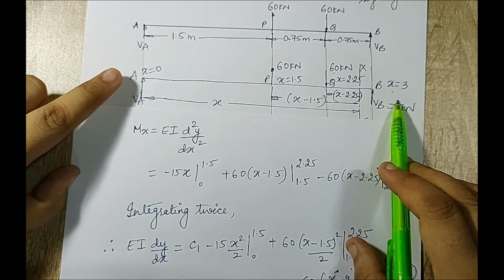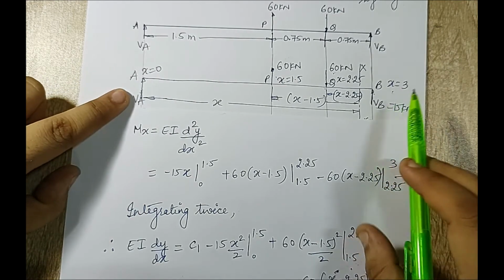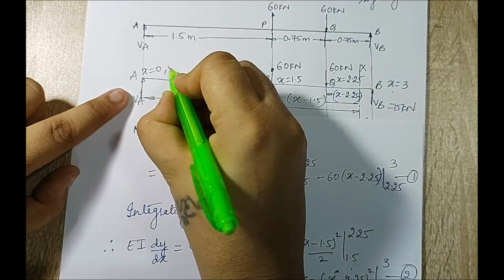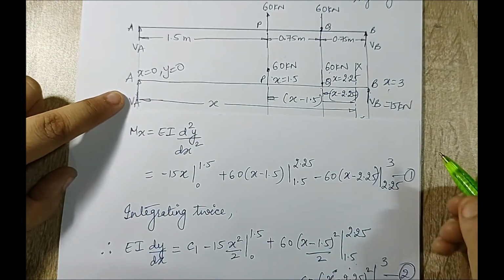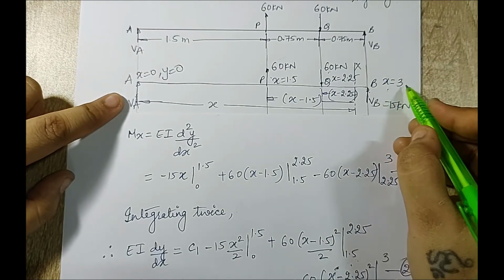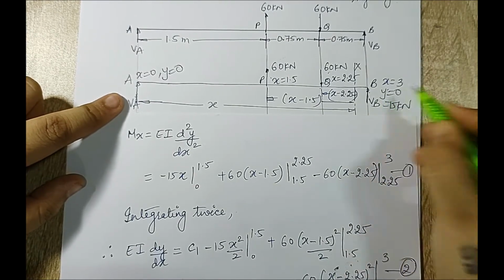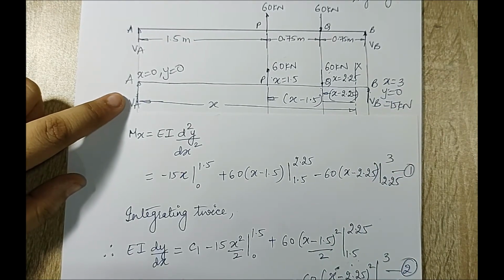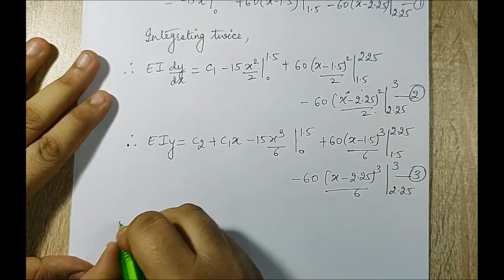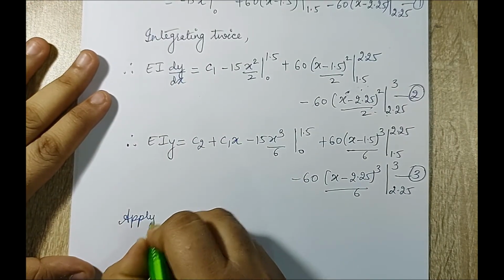At point A, the value of x is 0. Since there is a support reaction, here I'll write down y is equal to 0. And for point B, where x is 3 meter, again I'll write down y is equal to 0. So I'm going to use these boundary conditions. I'll write down applying boundary conditions.